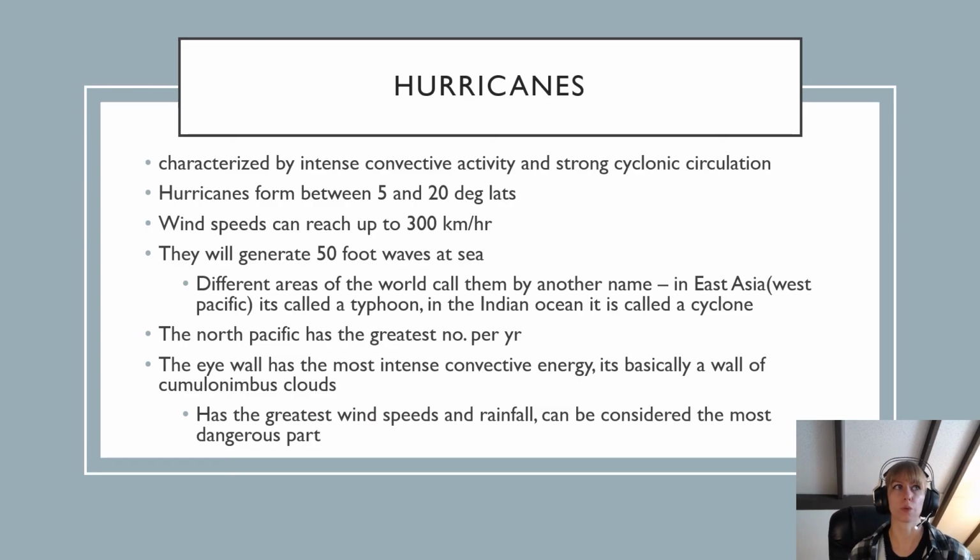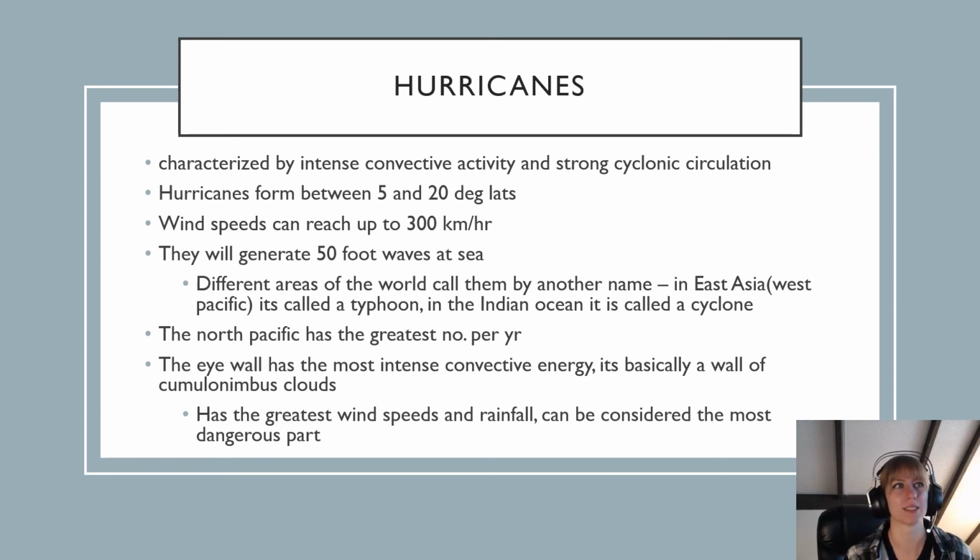So hurricanes, which I'm sure you're all familiar with by this point, are characterized by intense convective activity and strong cyclonic circulation. They form between 5 and 20 degrees latitude. They tend to form off the coast of Africa in the Atlantic Ocean on our side and in the West Pacific. Wind speeds can reach up to 300 kilometers per hour. They will generate 50-foot waves at sea. They're awful. Don't get caught at sea with a hurricane. It sucks. Different areas of the world have different names.